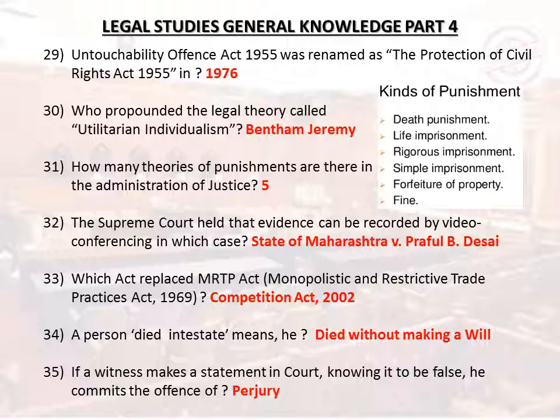The Untouchability Offences Act 1955 was renamed as the Protection of Civil Rights Act 1955 in 1976. Who propounded the legal theory called utilitarian individualism? Jeremy Bentham. How many theories of punishment are there in the administration of justice? 5. The Supreme Court held that evidence can be recorded by video conferencing in which case? State of Maharashtra versus Praful B. Desai. Which act replaced the MRTP Act, the Monopolistic and Restrictive Trade Practices Act 1969? Competition Act 2002. A person who died intestate means he died without making a will. If a witness makes a statement in court knowing it to be false, he commits the offense of perjury.